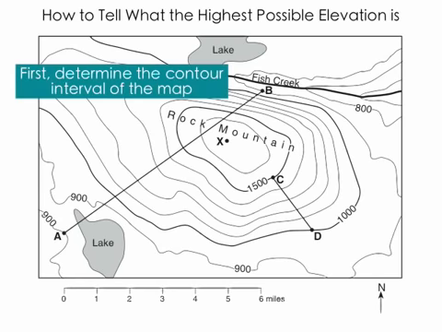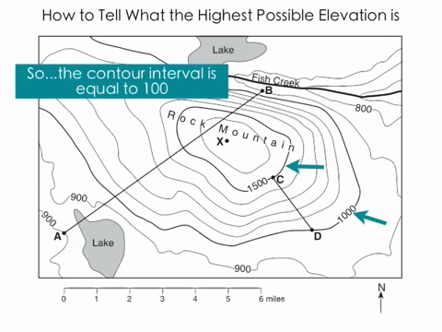And that can be done simply by looking at some of the index contours, which, remember, those are the bold contour lines that are labeled. Let's start over here with this one, which is labeled 1000. And then take a look at the next index contour over here, labeled 1500. Well, by counting the lines in between these two index contours, we can tell that the contour interval of this map is equal to 100. That is, each contour line increases in value by 100.